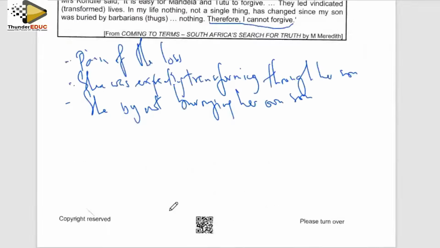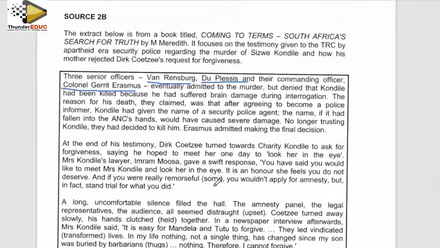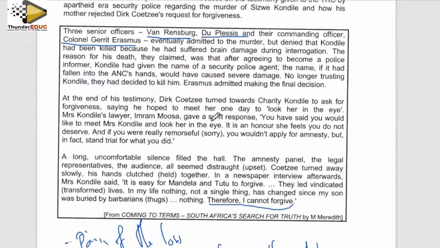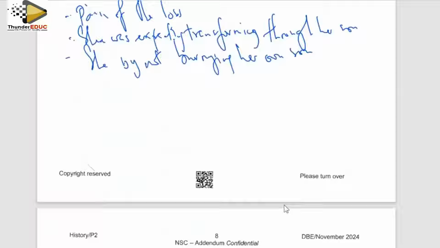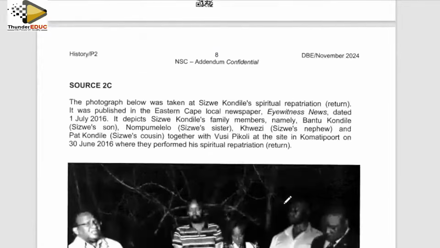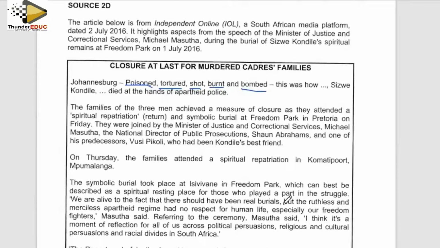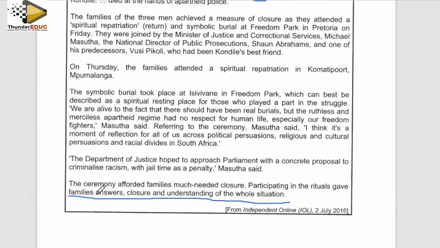And again, if we check source 2B, we come here, it says it is easy for Mandela and Tutu to forgive. Their lives were transformed. In my life, nothing, not a single thing has changed. She's claiming that in her life, nothing, not a single thing has changed since the son was buried by barbarians. How does it differ? She's saying nothing has changed. But here, it's claiming that the ceremony afforded families much needed closure. The same ceremony afforded the families much needed closure in this source, which means it's differing.